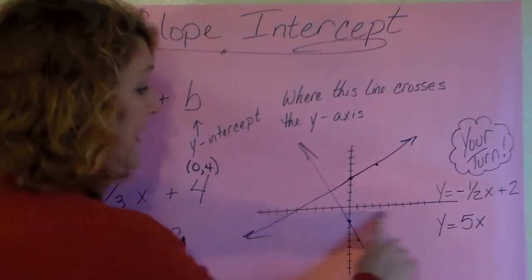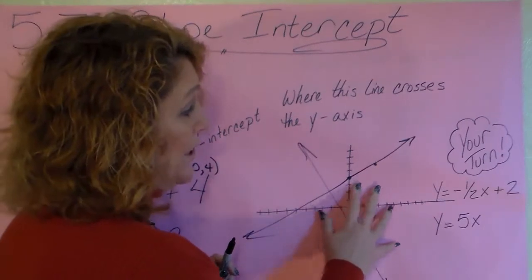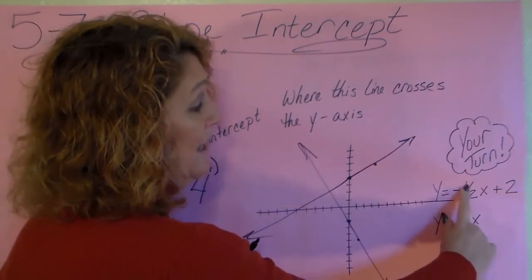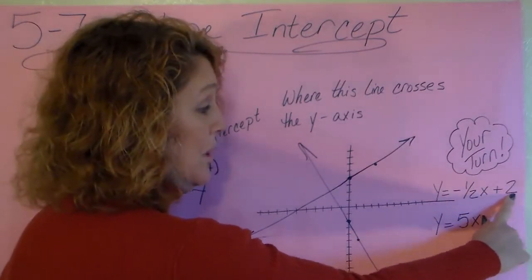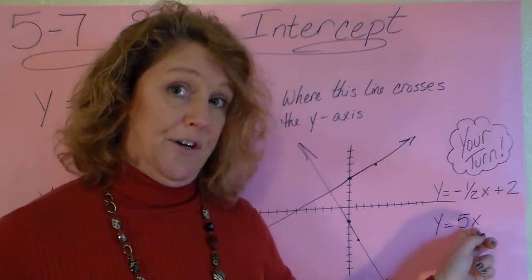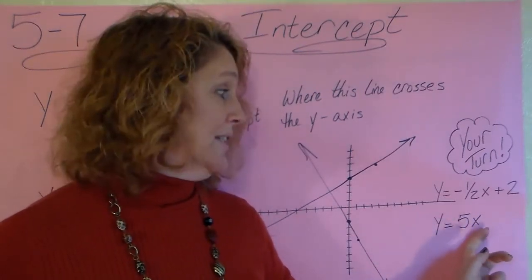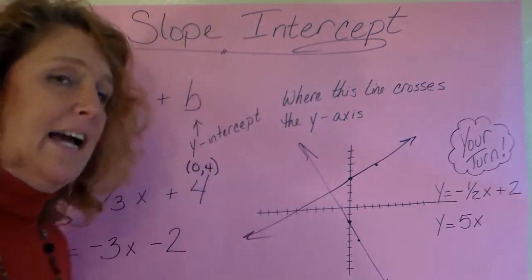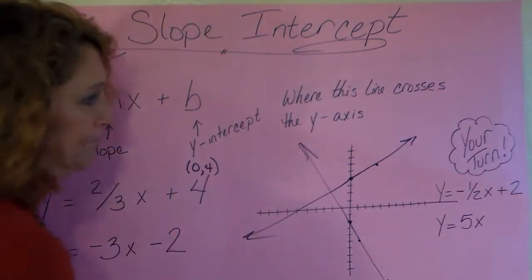Draw yourself a set of axes, a coordinate plane, and do these two equations. Y equals -1/2 x plus 2, and then y equals 5x. Don't let this scare you, because this is really plus 0. So give that a try and see how you do, and then come back.